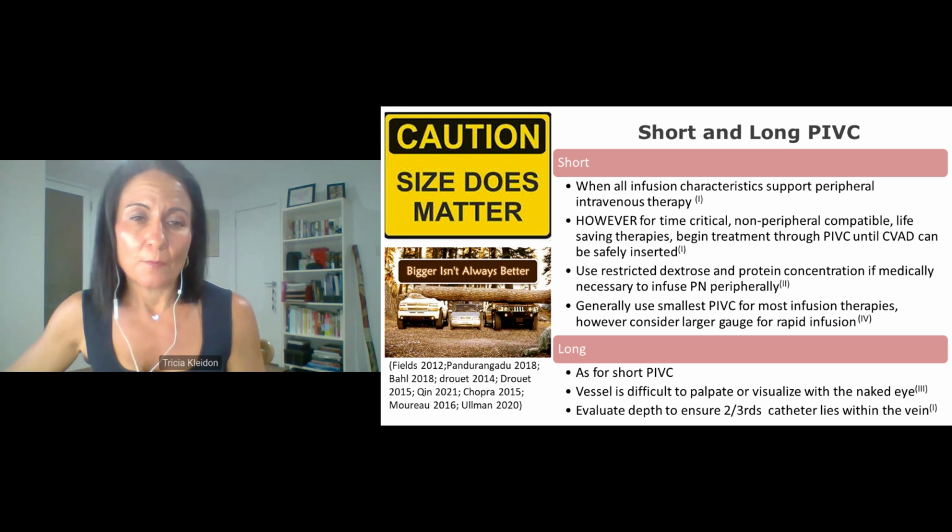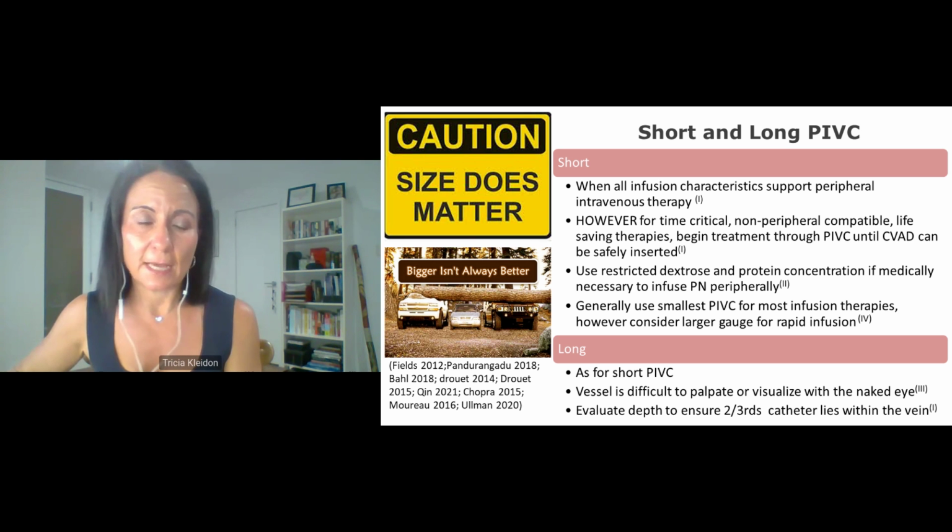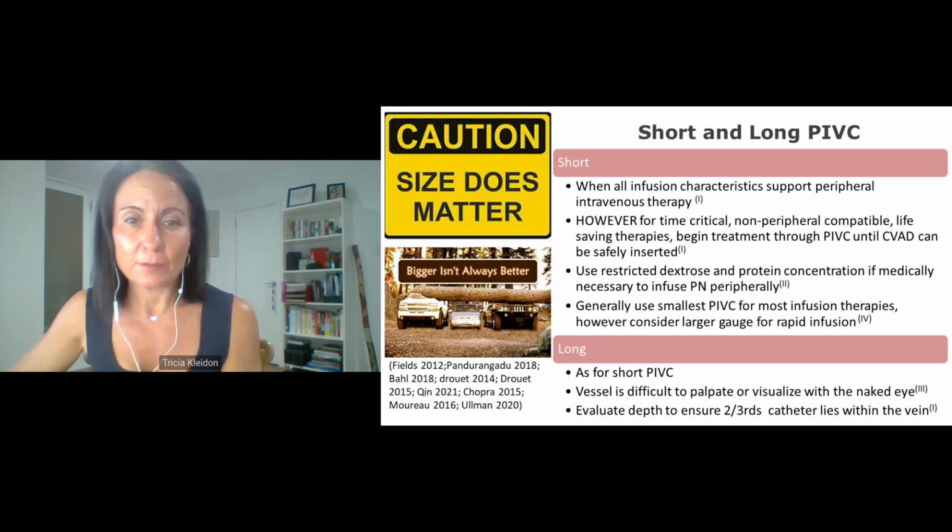And a time when we would consider a longer device is in situations similar to what has just been described for a short PIVC, but also if the vessel is difficult to palpate or visualise with the naked eye. So it's likely it's going to be a deeper peripheral vein. And ultimately, if the depth of the short PIVC is going to be less than 2/3, we should consider using a longer PIVC.